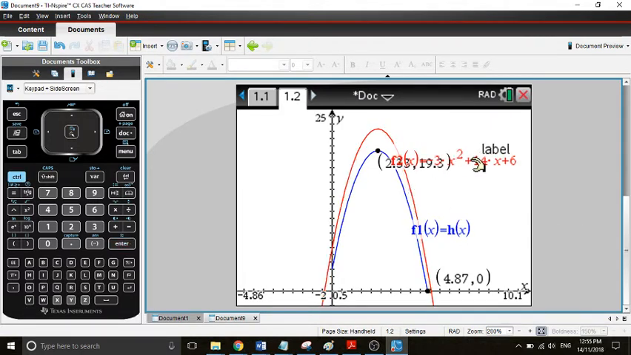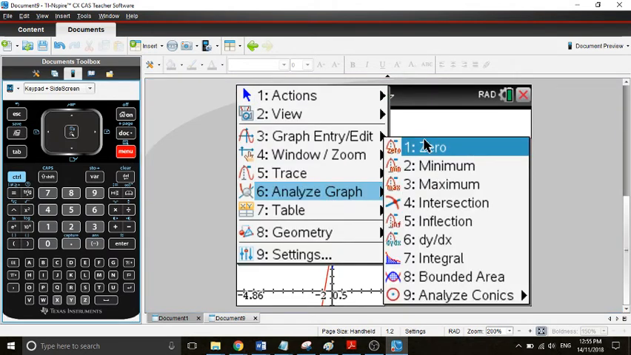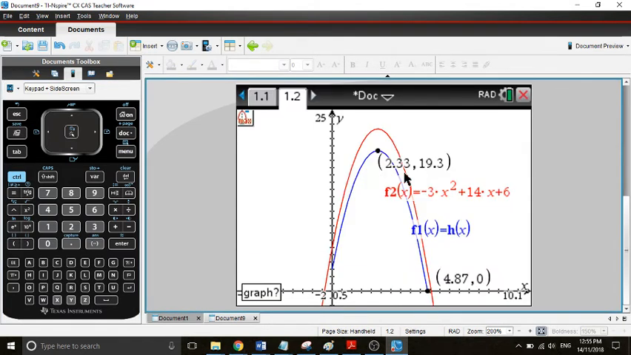So I'm going to move this, and I'm going to say menu, analyze graph. We've got a maximum. Let's just check it. We're looking for this graph. 2.33, 22.3. That makes sense. But we've got a problem. This has gone up, and our x-intercept here is the same. That can't happen. This has got to stay the same. It's been thrown from the same position.